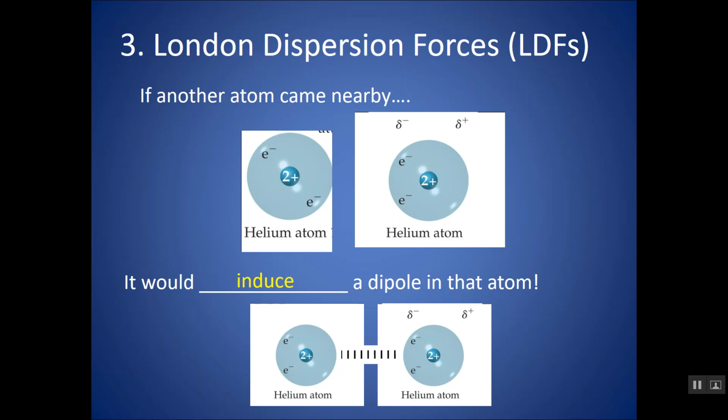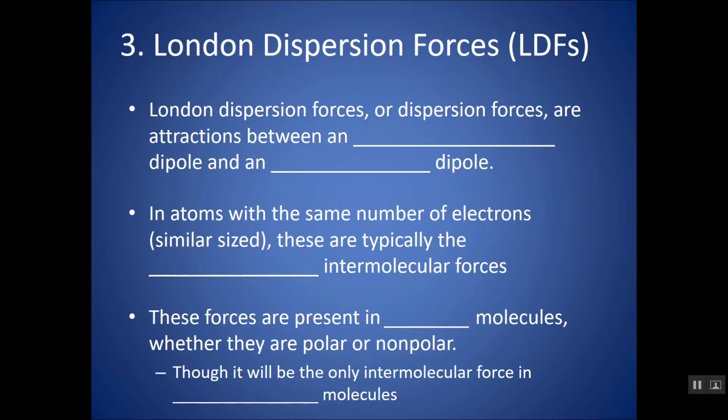And this can happen in the sample of any type of molecule. This can happen in a sample of atoms. It can happen in nonpolar molecules and polar molecules alike. Okay, so it would force that same change to happen. So London dispersion forces, LDFs, are attractions between an instantaneous dipole, which happens when electrons end up on one side of the atom, and an induced dipole, something where that change induces that same change in another atom nearby or another molecule nearby.